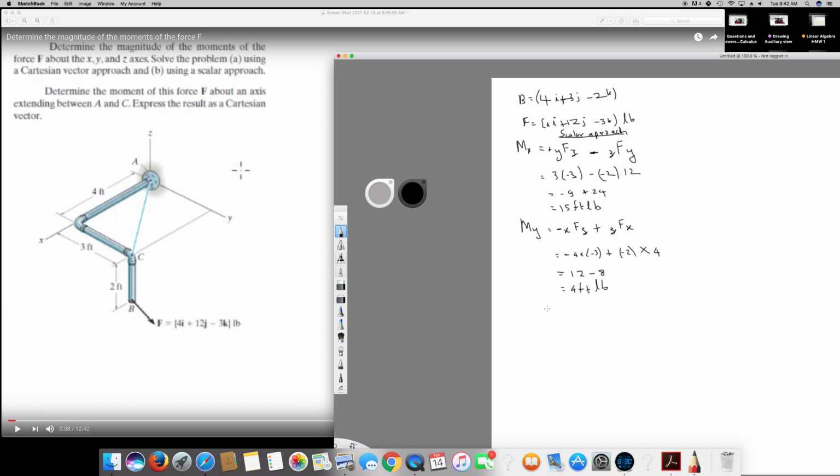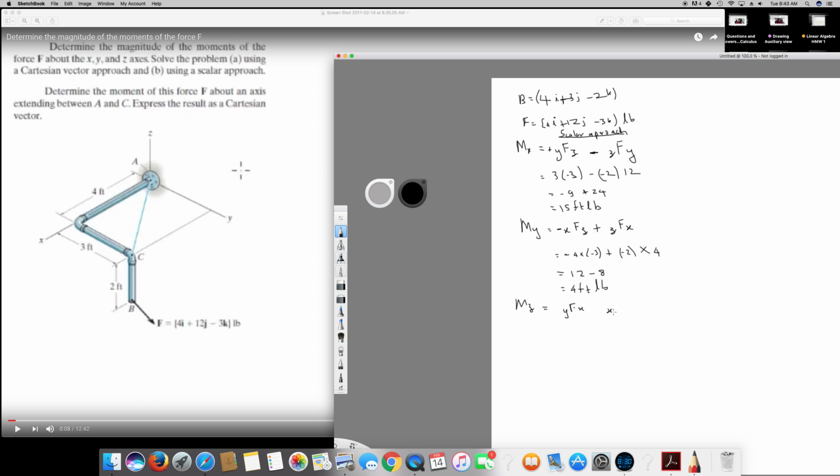And I'm going to use the same approach for the mz. So in here now, I'm going to put, if it's c, I have to put y and x, so y fx then x fy. Let's use the right hand rule.